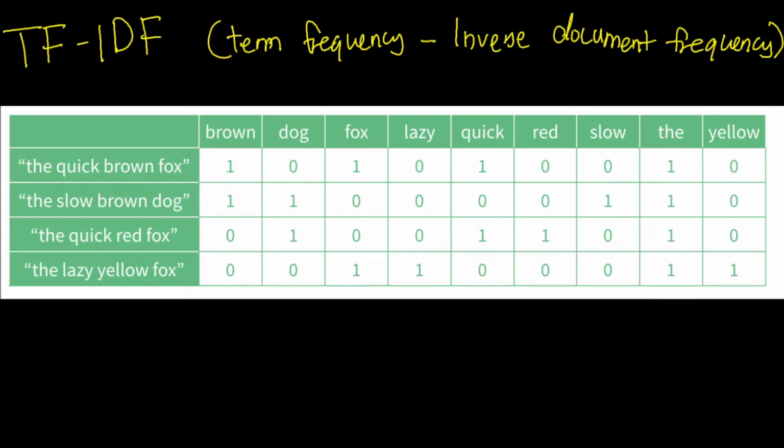So the last time we looked at count vectorizer, which essentially just counts the frequency of how many times each word occurs in each sentence. Well, today we're going to look at TF-IDF, which is essentially term frequency, inverse document frequency. We'll talk much more about that later.